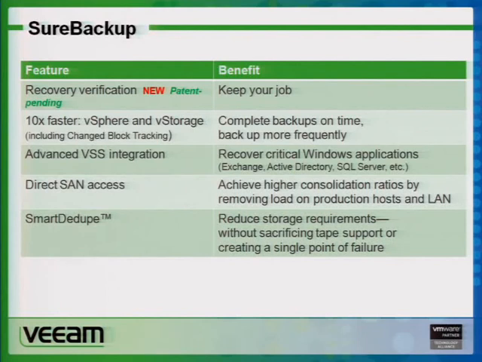When you're talking about the vStorage APIs for data protection, one of the advantages is direct SAN access. Your backup server can be talking directly to your VMs at the SAN level without even having to go through your hosts. Or you can run it in virtual appliance mode and use the hot add functionality if you're running the backup server as a virtual machine. So we're taking all this backup traffic off the network.